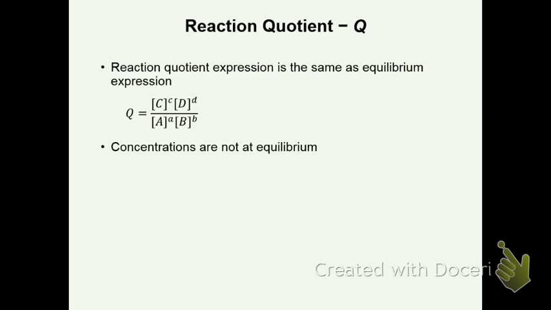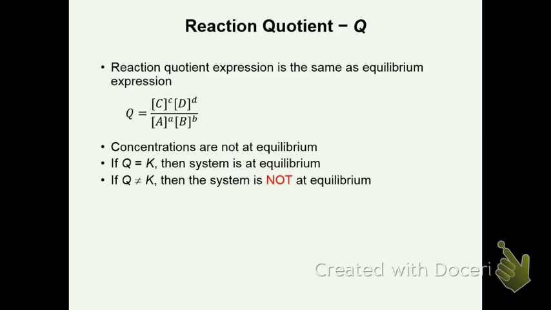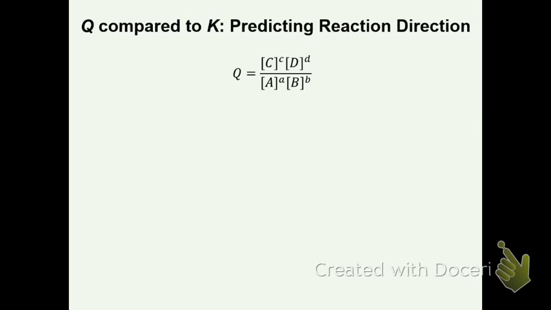The difference is that the concentrations that you use are not equilibrium concentrations. So the reaction quotient can be calculated when we are not at equilibrium, when we just have a mixture and we want to know how the reactant and product concentrations will change in order to establish equilibrium. So if Q is equal to K, then that means that the system is at equilibrium. If Q doesn't equal K, then that means that it's not at equilibrium, and we want to know how the concentrations will change in order to reach equilibrium.